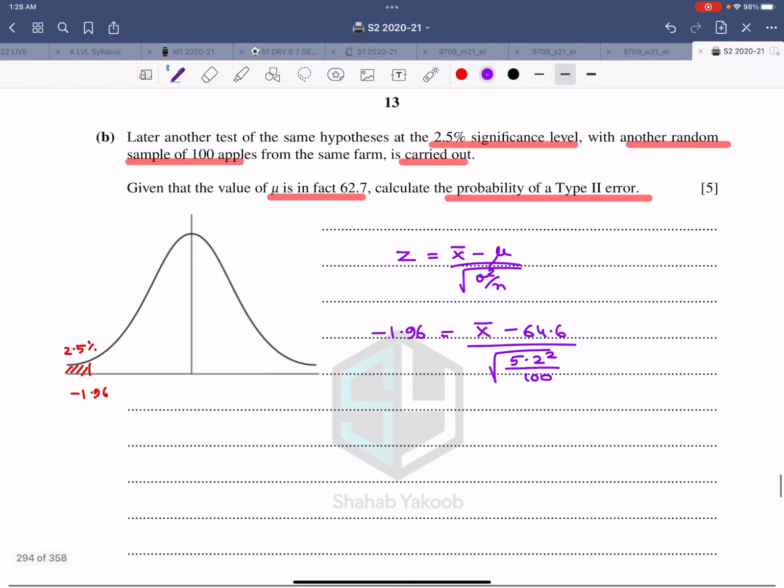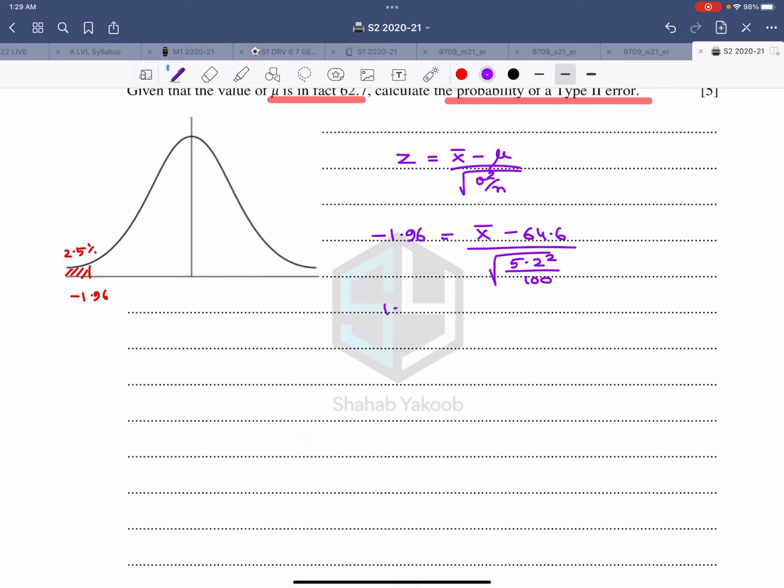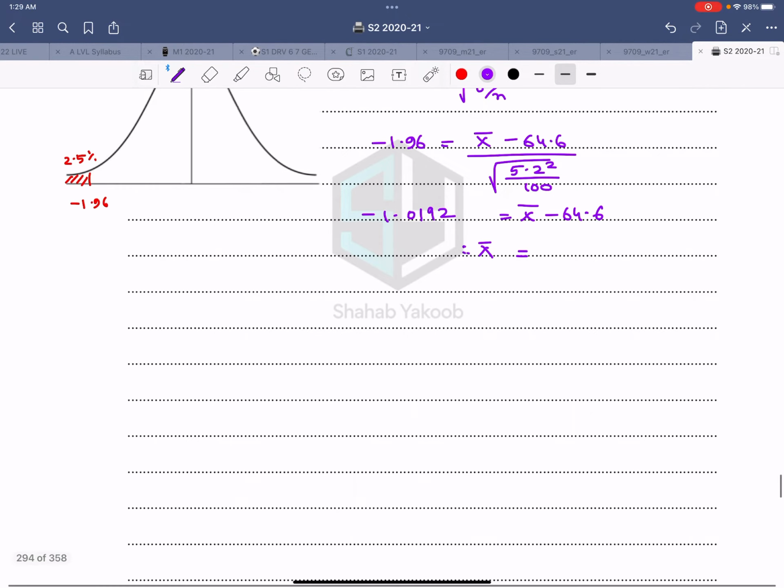Now let me grab my calculator. That is 5.2 over 10, which is 0.52, and 0.52 times 1.96. So 1.96 times 0.52 comes out to be 1.0192 with a negative sign. That is x bar minus 64.6. Therefore, the value of x bar is 64.6 minus 1.0192. This comes out to be 63.5808. This is the boundary condition for this one.